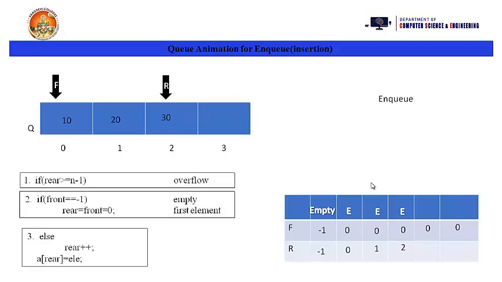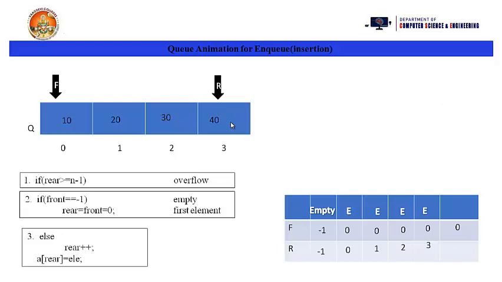Then I need to enqueue one more element, 40. So again check the condition. The rear value is now 2, and is it greater than or equal to 3? No, so it is not an overflow condition. Then go to the one more condition. If front equal to -1? No, front is 0. Then go for the else part. Simply increment the rear value and it is now 3. And in rear position 3 we need to enqueue the value. So before that, the rear is moving to the index position 3. Then enqueue the value.